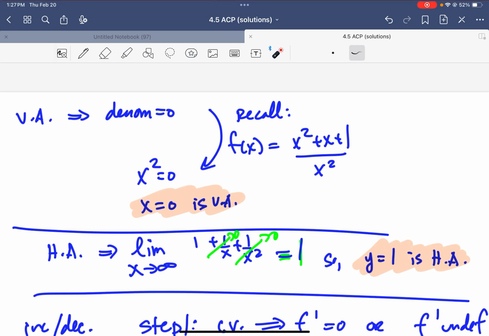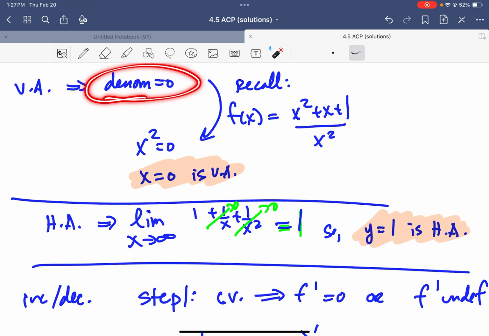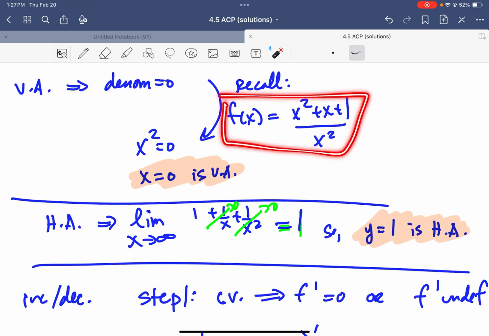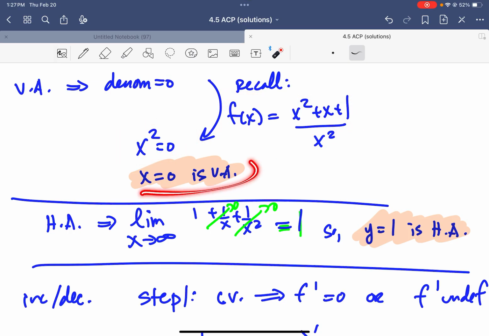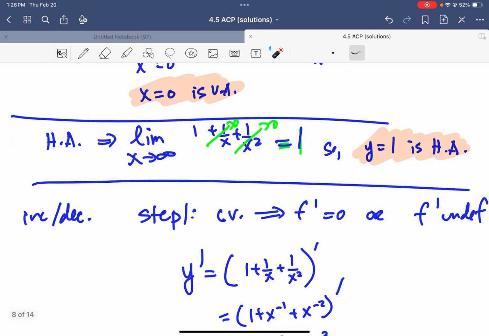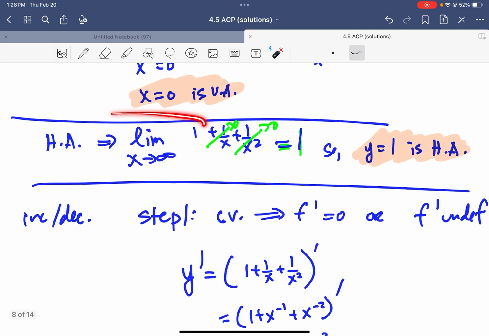When we look at vertical asymptotes, that's where the denominator equals 0. Again, I think this form of f that we created is going to be much easier to use. When I set that denominator equal to 0, I find out that x equals 0 is a vertical asymptote. Now, for horizontal asymptotes, I think it's pretty clear that this is going to be a better form to use, because as x goes to infinity, these go to 0, and you're just left with 1. So in the long run, y equals 1 is our horizontal asymptote.